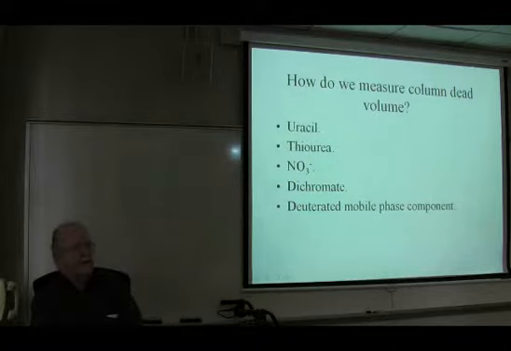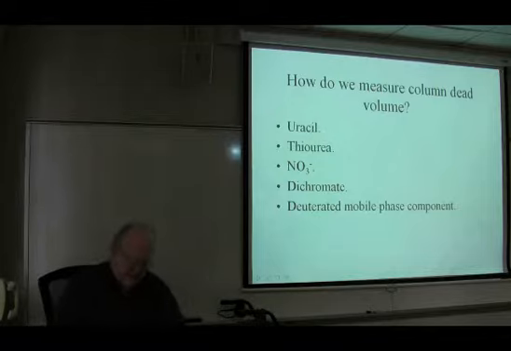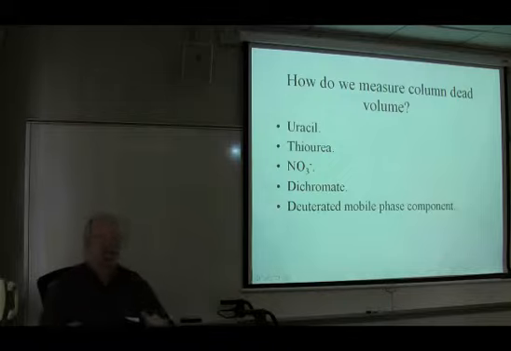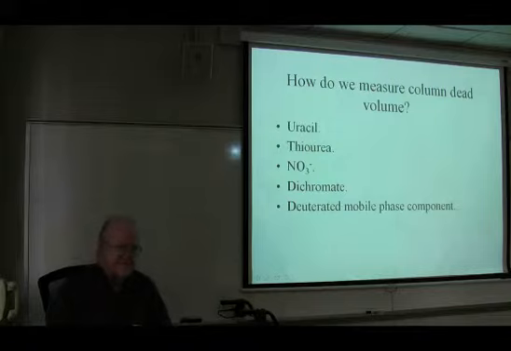Okay, in a lot of the plots I've shown you, we plotted K prime. To measure K prime, you need to know when an unretained species is going to come out of the column. So in reverse phase chromatography, there are a number of species which people have said are not strongly retained. I don't want to say they're unretained because I don't believe that they're absolutely unretained.